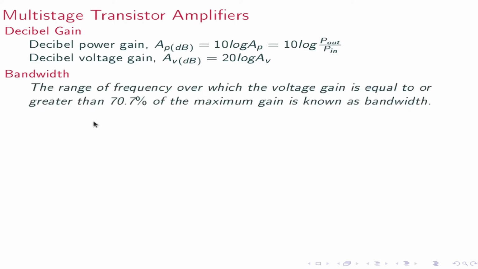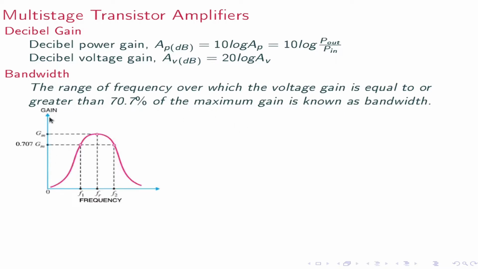Bandwidth: the range of frequency over which the voltage gain is equal to or greater than 70.7% of maximum gain is known as bandwidth. So this is a graph connecting gain and frequency. This is called the frequency response of the amplifier. This G_M is the maximum value. This is 70.7% of G_M. So this is F1 and F2.